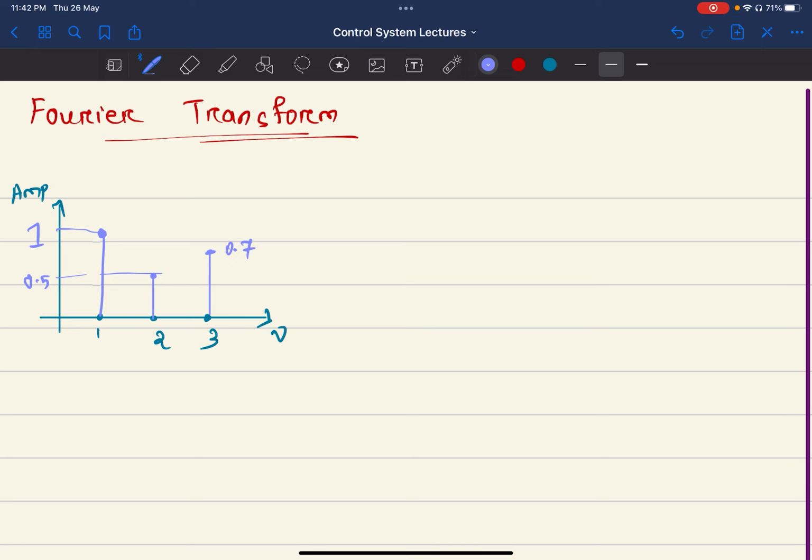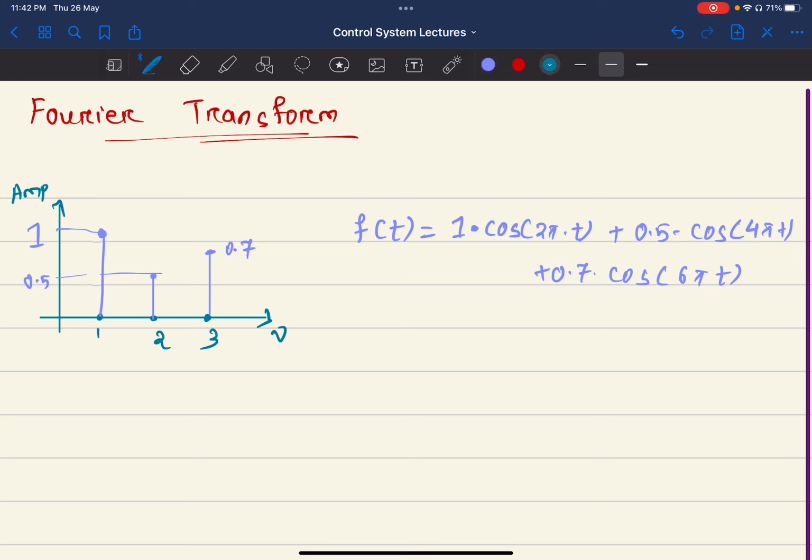Yeah, that's very easy, right? Because last class we had discussed that the time domain signal will just be the linear combination of the frequencies: amplitude 1 into cos 2 pi t, plus 0.5 into cos 4 pi t, plus 0.7 into cos 6 pi t. Okay, simple enough. But look at the expression carefully.